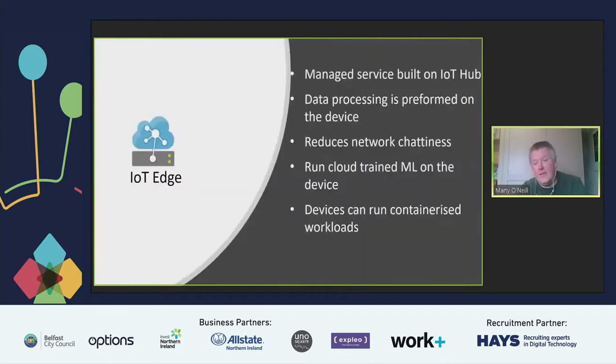So the next level then is the IoT Edge, and the IoT Edge really is where, instead of a device constantly streaming up to the IoT Hub, you do most of the processing on the device itself. And this allows you to reduce network chattiness, and it also allows you to have devices in places where you maybe have low bandwidth, or that you can bring a device down and let it sync up.